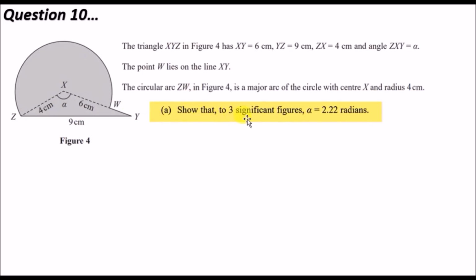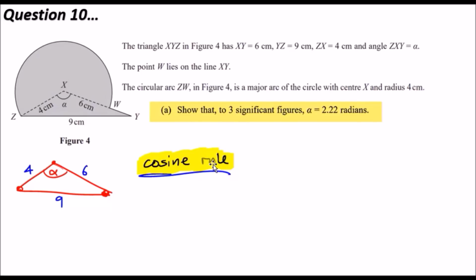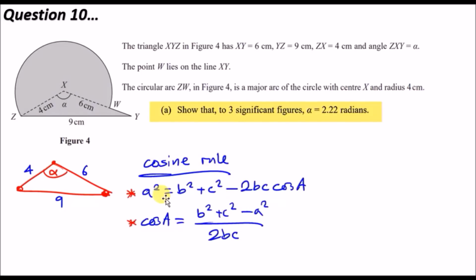So show that to 3 significant figures, alpha equals 2.22 radians. So we're looking at the angle here. And the easiest way to do this is to realize that we need to work with this triangle here and consider either the sine or cosine rule. So let's evaluate. To use the sine rule, you need to work with 2 lengths and 2 angles. Well, we don't even have 1 angle, so the sine rule is off the table, meaning we have to use the cosine rule.